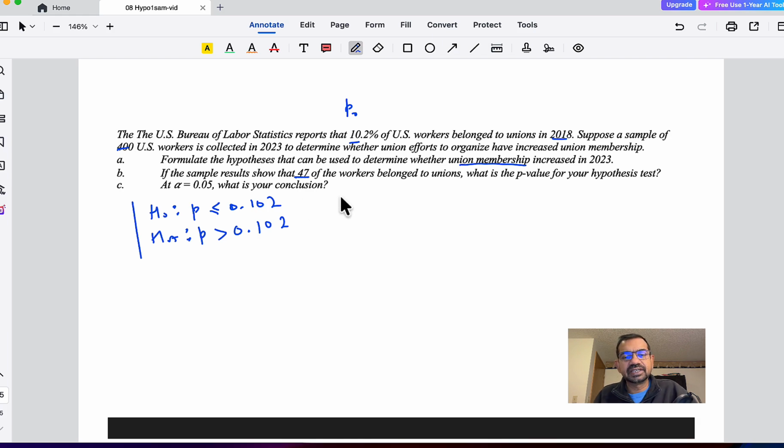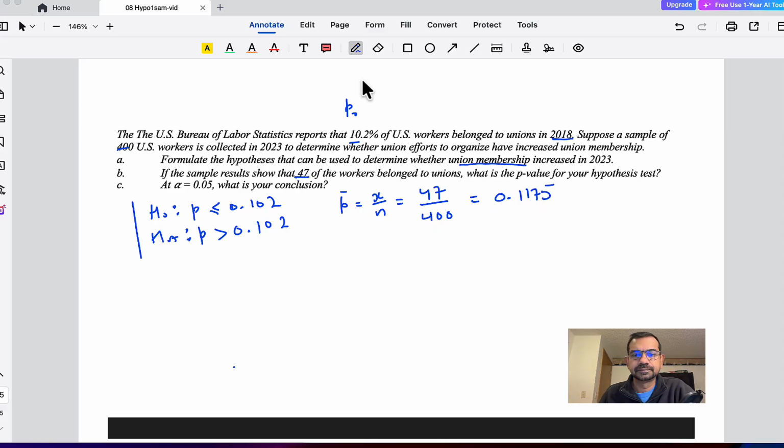So we will first find our sample proportion. It is given by our successes over our sample size. Our successes were 47 and our sample size is 400. And this gives us 0.1175. So this is our sample proportion.